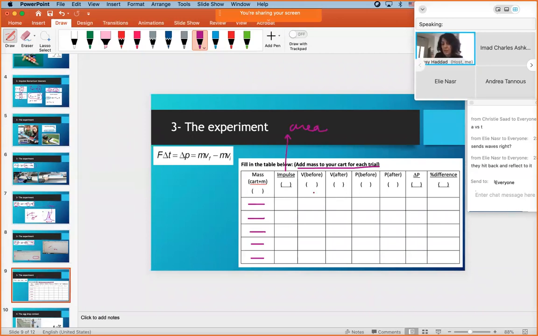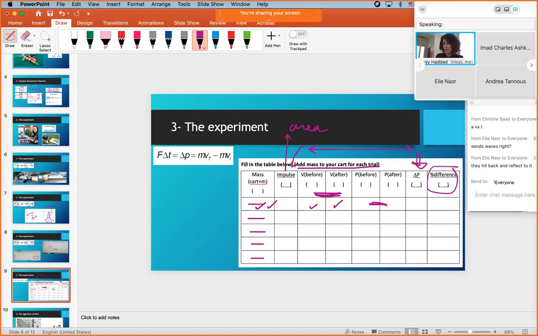V before and V after will be given to you through the VT graph. P before should be calculated, so you do mass times V. P after, you do mass times V after. Delta P is the difference. And then percentage difference should be done between delta P and the impulse. All right, those two should be compared and they should be close to each other. And yes, they're both experimental values.